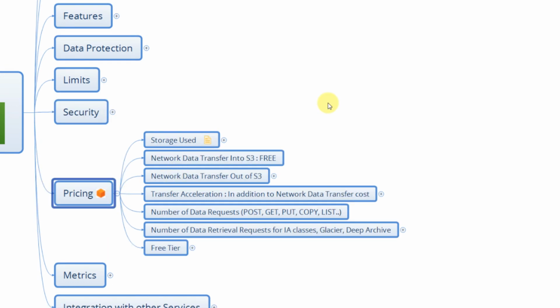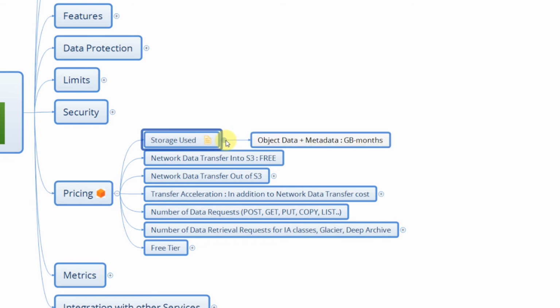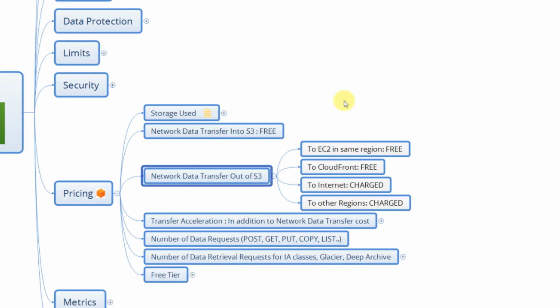The pricing factors for S3 are, one is the amount of storage that is used, and that includes the object data plus the metadata and measured in gigabyte months. For network data that is transferred into S3, there is no charge. For network data that is transferred out of S3, if it goes to EC2 in the same region, it's free. If it goes to CloudFront, it's free. If it goes to the internet, it's charged. If it goes to other regions, it's charged.